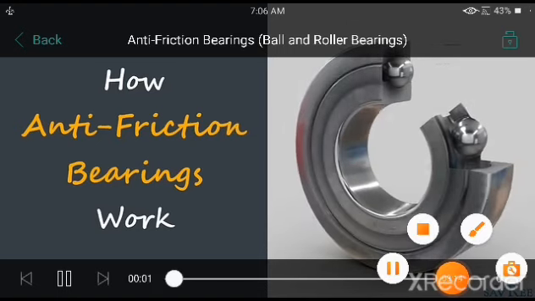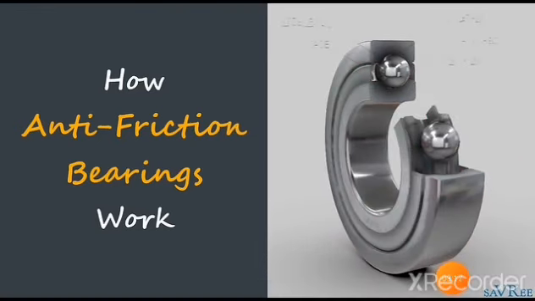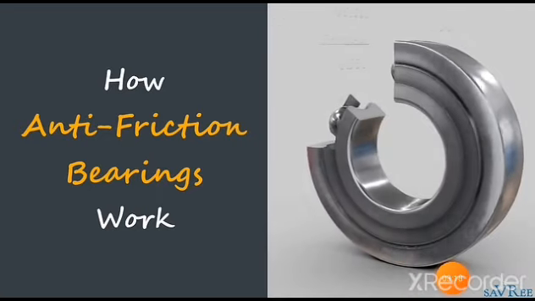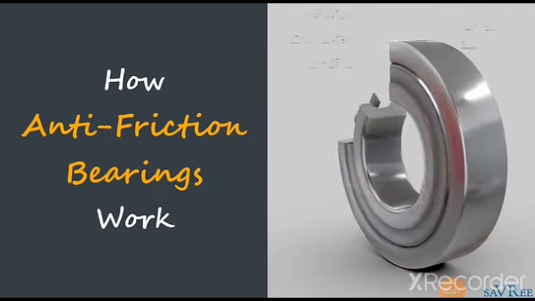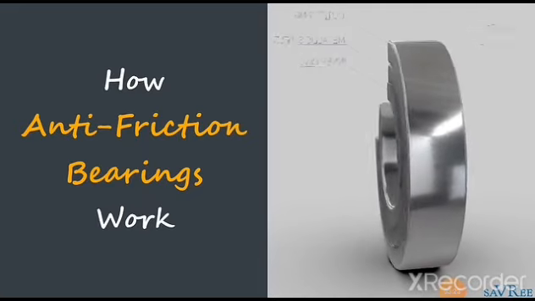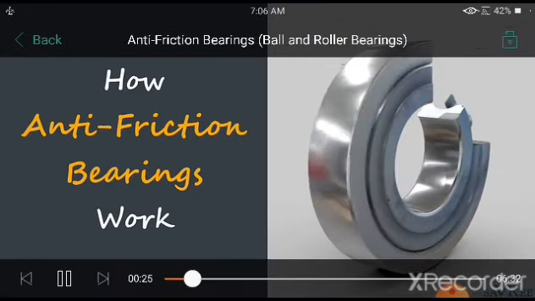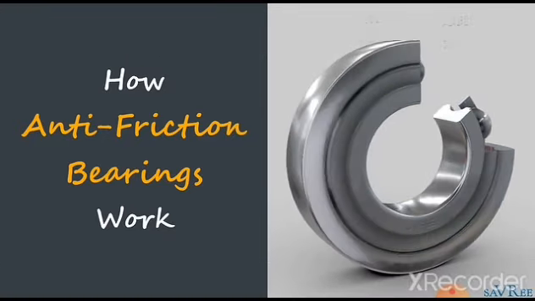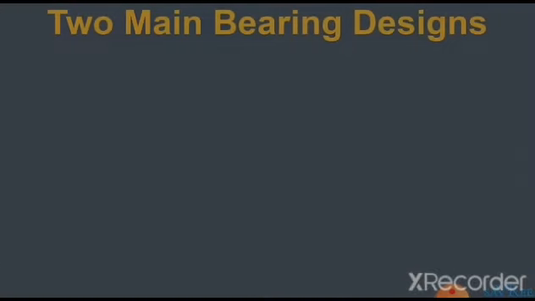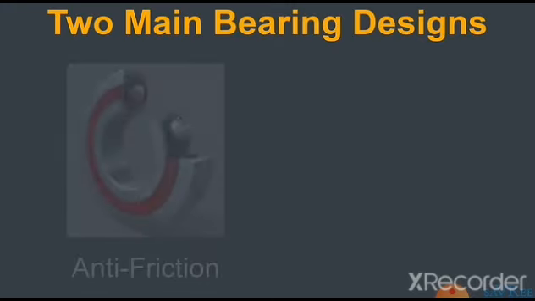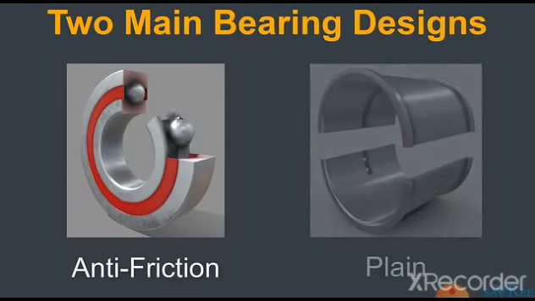Hi, John here. In this video we're going to be looking at also going to know what the two main categories of bearing are, what the main components of anti-friction bearings are, and how anti-friction bearings work. So let's start with the basics. There are two main categories of bearings, anti-friction bearings and plain bearings.